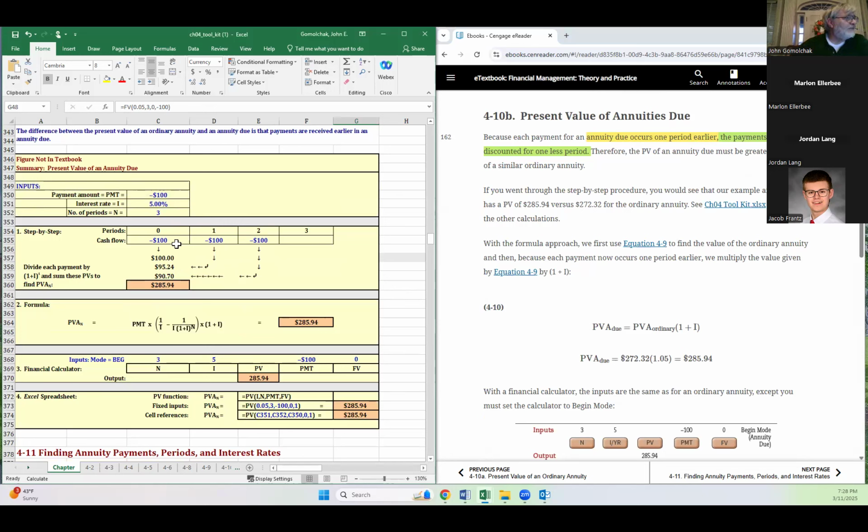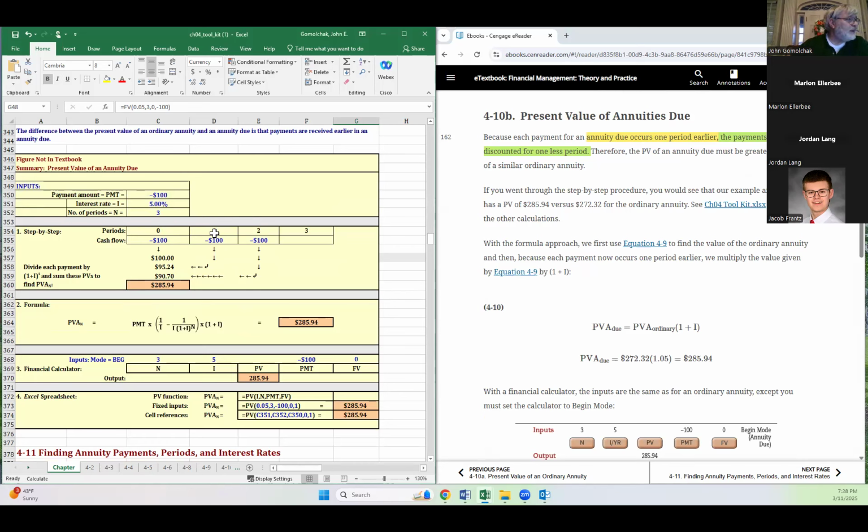Remember we had the one freebie in the ordinary annuity when we were doing future value. We're going to get a freebie here in the annuity due because we're looking for the value of this money at period 0, and our first payment is made at period 0. So it's going to be worth $100. There's no adjustment because we just made the payment. What's it worth? Well, it's $100.